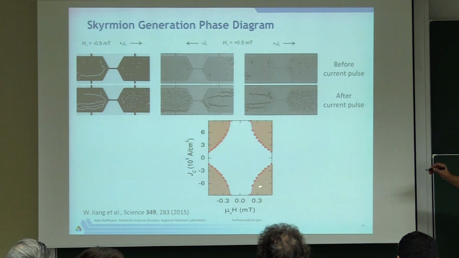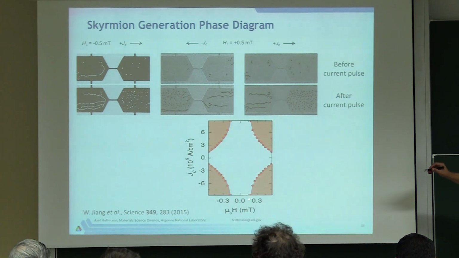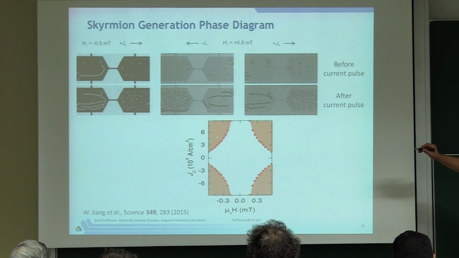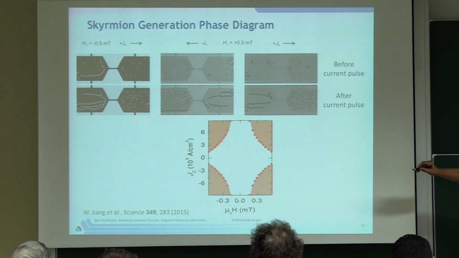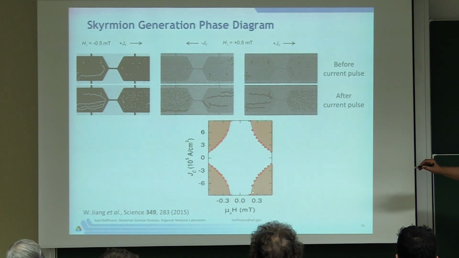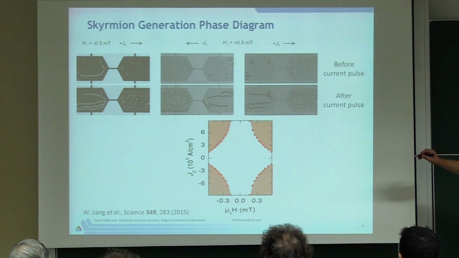You can make a little phase diagram of how much current you need as a function of field. And you see that at low fields, you need higher currents. And at higher fields, you need lower currents to generate these skyrmions.